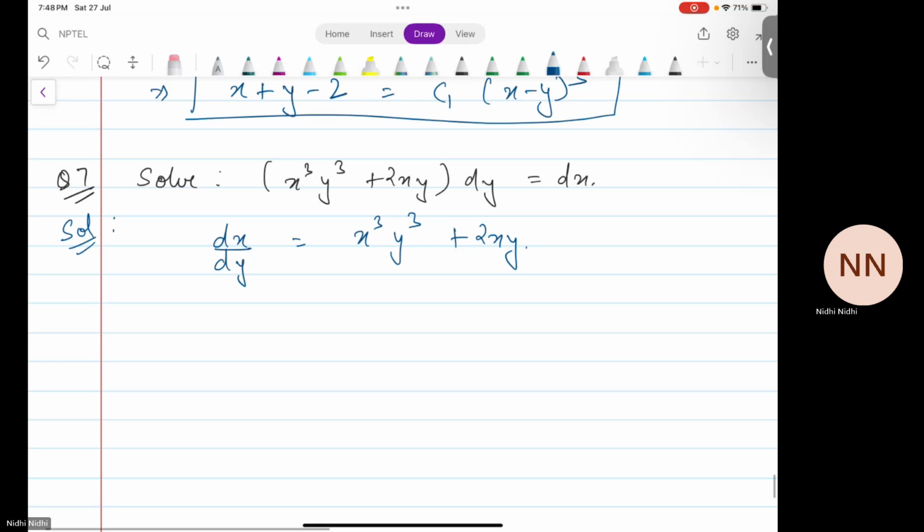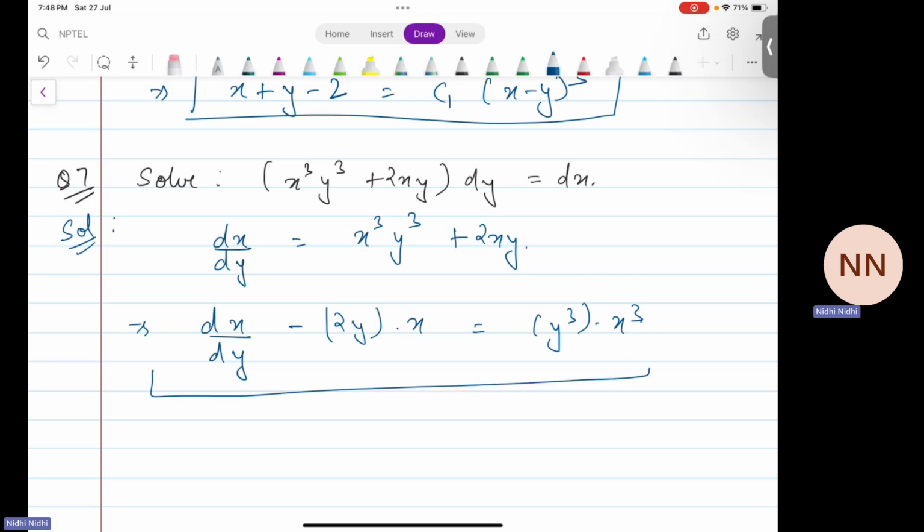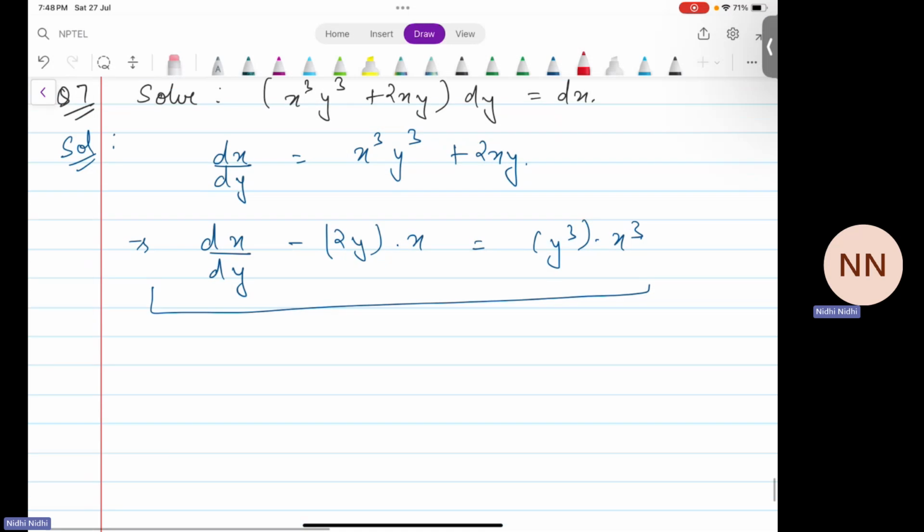Now if we take the term involving 2xy on the left hand side, we get minus 2y times x is equal to y cube times x cube. So we can see that this is of the form Bernoulli's equation. Now what is a Bernoulli's equation?